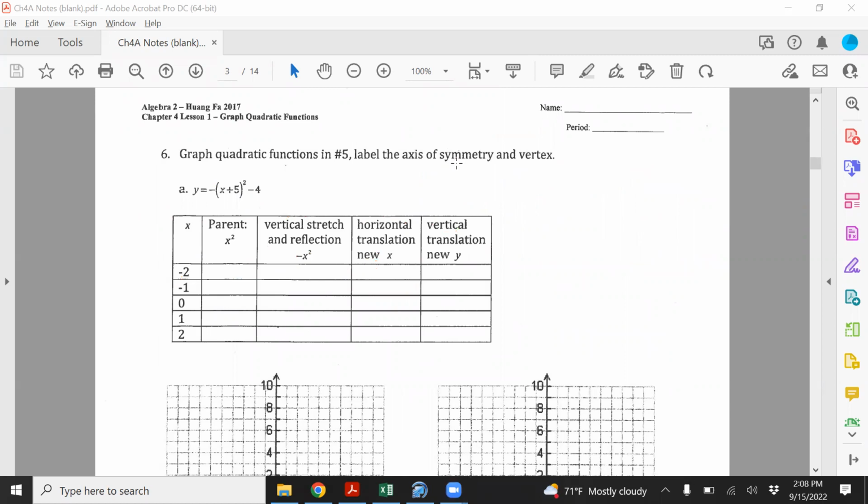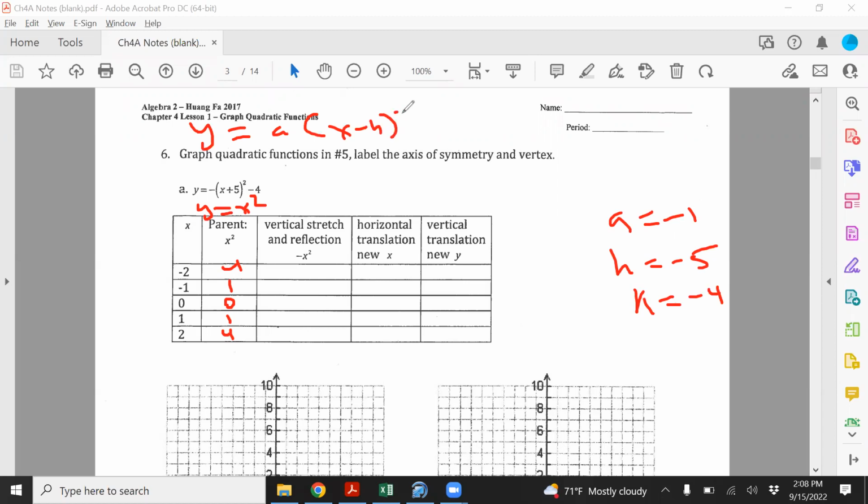Okay. So here's what you want to do. For the parent function, this is y equals x squared. We know if we plug in -2, I get 4, 1, 0, 1, 4, right? We know that. Now let's look at what A, H, and K are. A is -1, H is -5, and K is -4. Remember, generally speaking, the formula is this: y equals A, x minus h squared plus k.